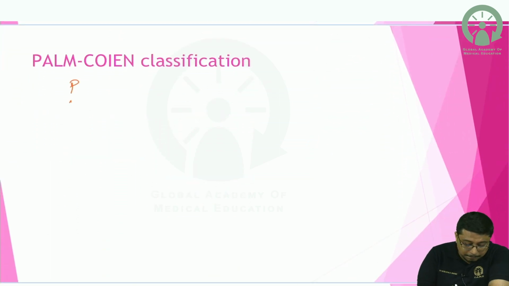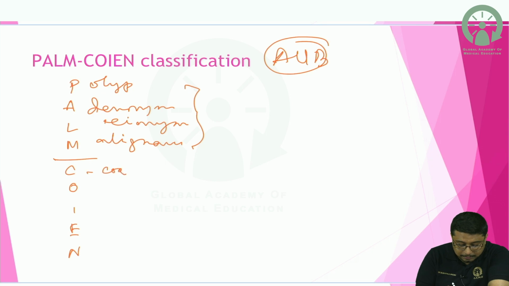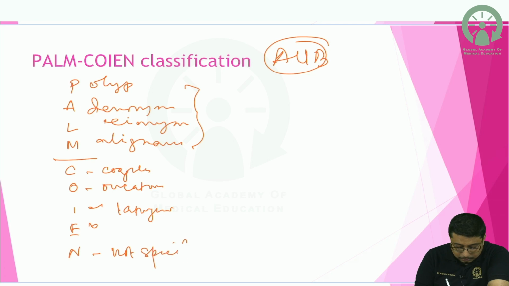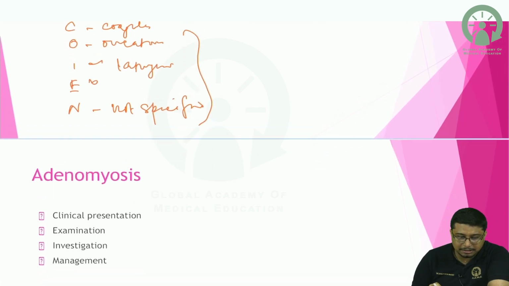Now this is very important: the PALM-COEIN classification of AUB, abnormal uterine bleeding. Polyp, adenomyosis, leiomyoma, malignancy. These four are the uterine causes. Then coagulopathy, ovulatory dysfunction, then iatrogenic. There is nothing for E, and N is not specified. So these are non-uterine. So this is the PALM-COEIN classification that you should know.